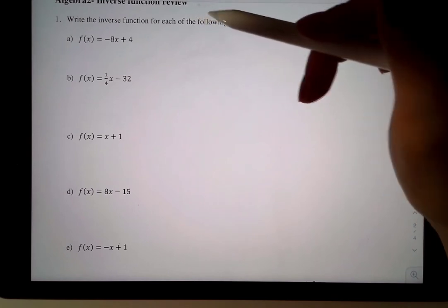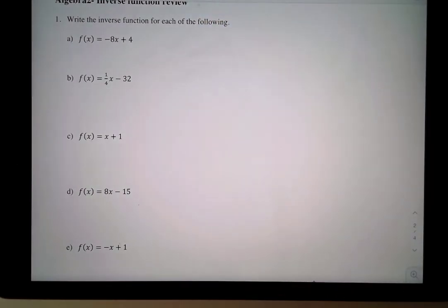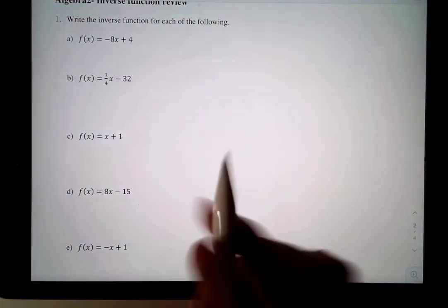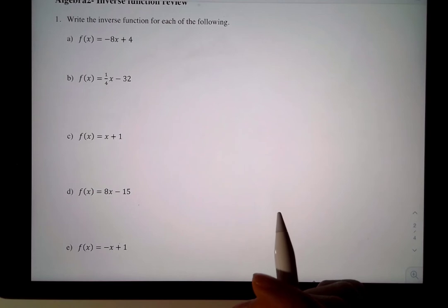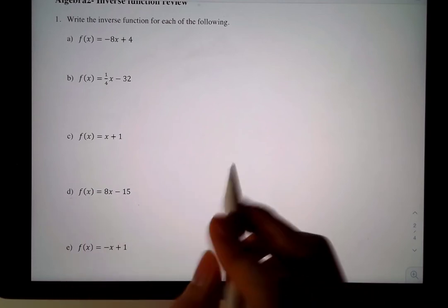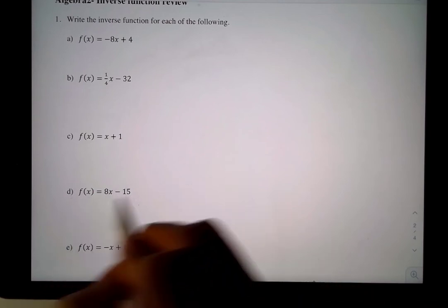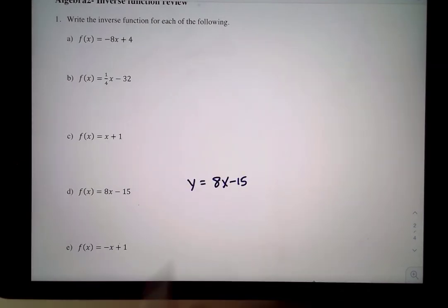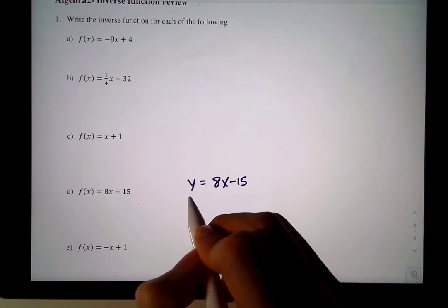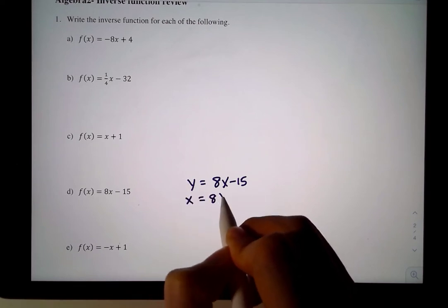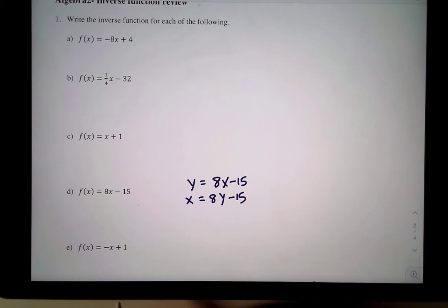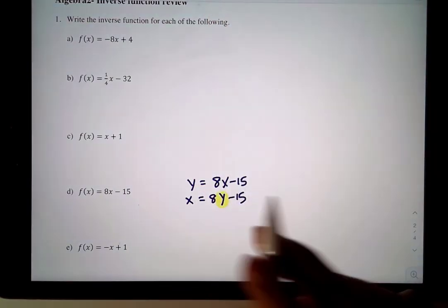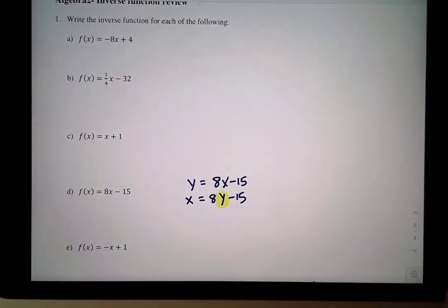So number one, you're just writing the inverse function. You know how to do that, right? For this, for example, F of x, you change it to y, and you change x and y, and you solve it for y. Solve for y, that means isolate y on one side.